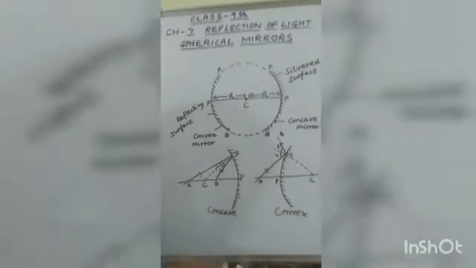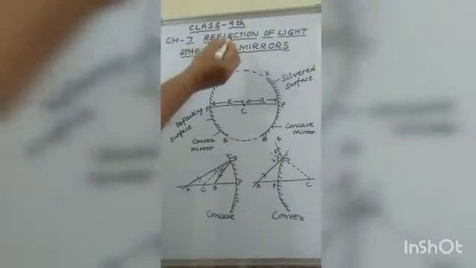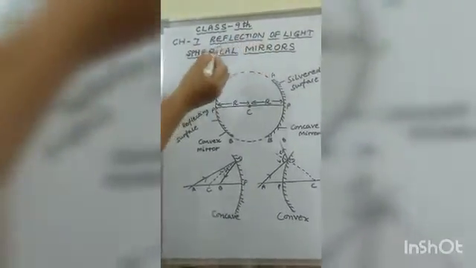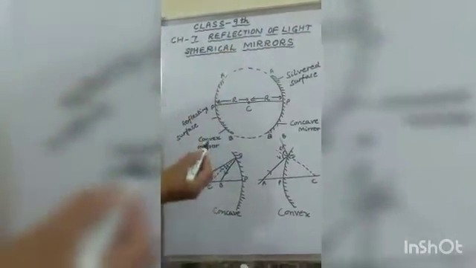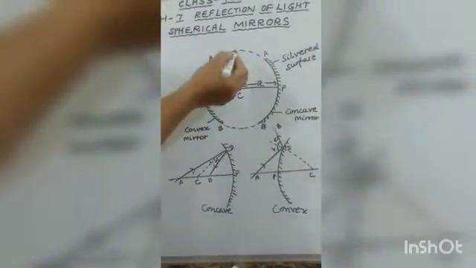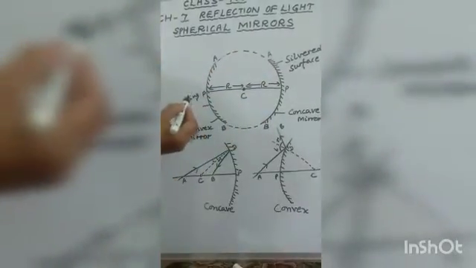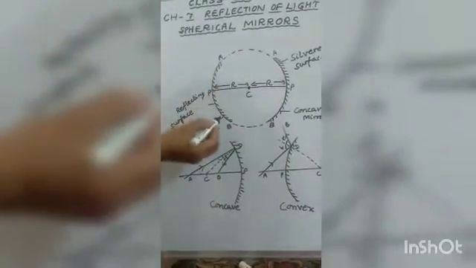Class 9, we were doing chapter number 7, reflection of light. Today I will tell you about the spherical mirrors. Now what are spherical mirrors? If you take a hollow glass sphere and you silver a part of it, then it becomes a spherical mirror.